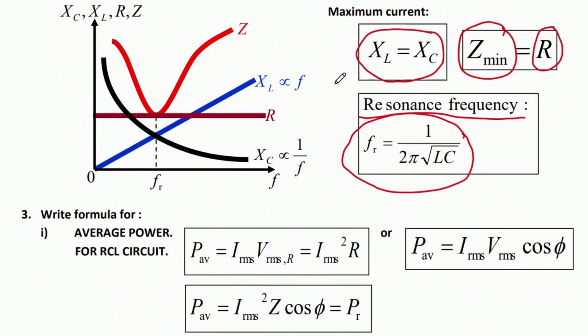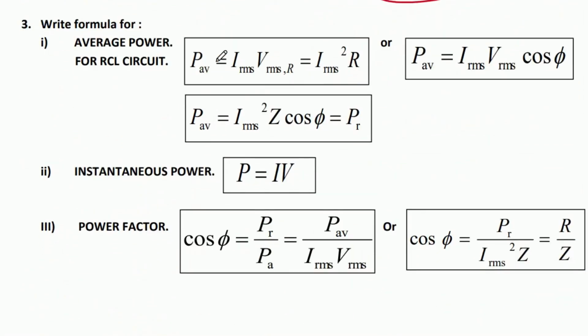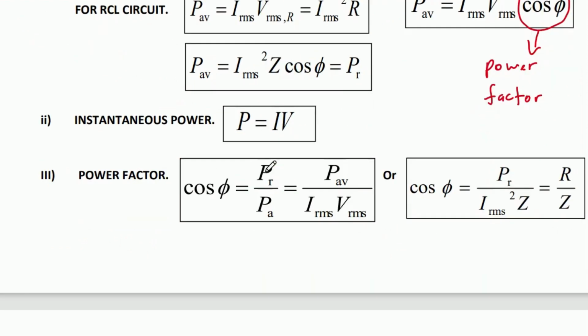Now here are a few formulas involving power. Look at this one: average power for the RCL circuit. P average equals I RMS V RMS, or I RMS squared times R, or P average equals I RMS V RMS cos theta. Cos theta is the power factor. Or you can also use P average equals I RMS squared Z cos theta, equal to PR. For the instantaneous power, P equals IV.